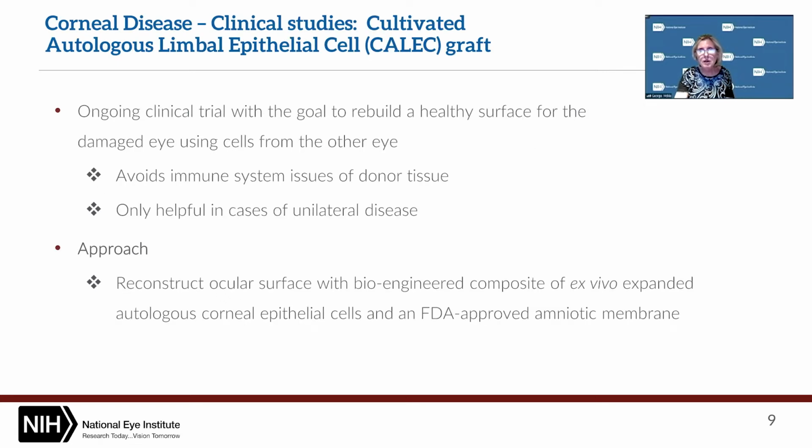The other clinical trial I wanted to highlight is cultivated autologous lymphoepithelial cell grafts. This is an ongoing clinical trial with the goal to rebuild a healthy surface for the damaged eye using cells from the other eye. This avoids immune system issues from donor grafts. It's only used for unilateral diseases, though, like severe ocular burns, because they take healthy lymphoepithelial cells from the fellow eye and grow them in FDA-approved amniotic membrane to put back in the damaged eye to recreate a healthy surface in that eye.